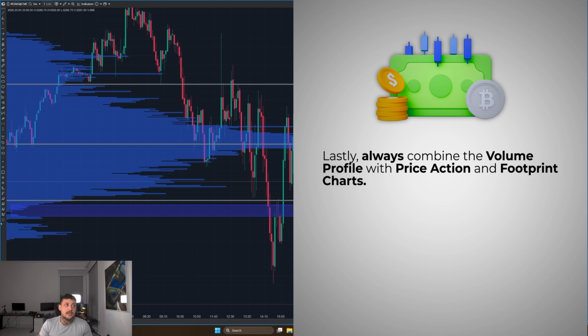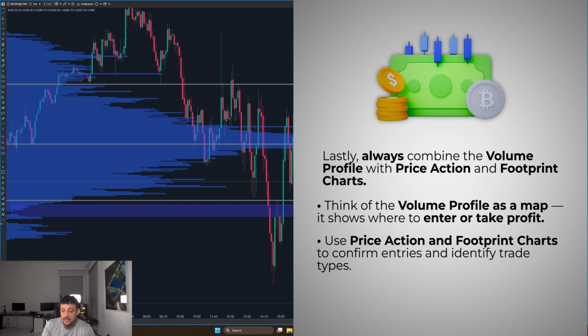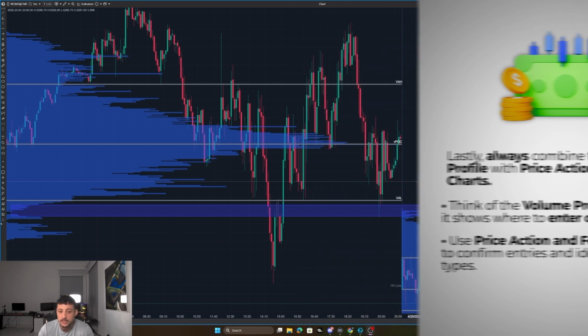So I want you guys to think about the volume profile specifically being a map as to where you should be looking to take trades, where you could either look to enter trades or look to take profit off of trades, and then using the price action and the footprint charts to actually confirm the entry itself and what type of trade you should be looking to take.